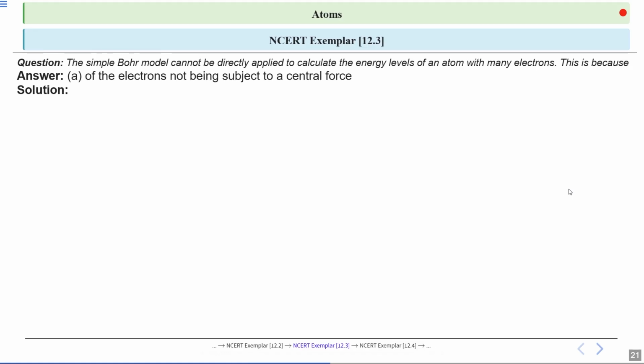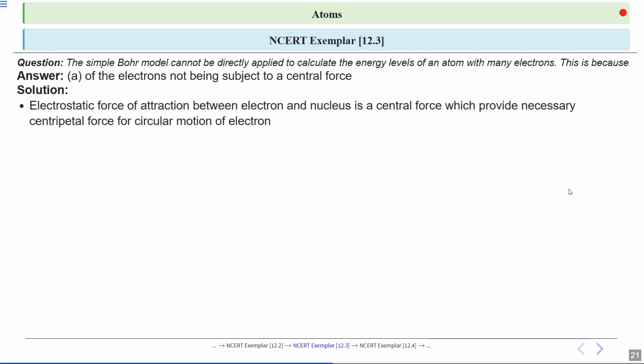So the correct option is A, the electrons not being subject to the central force. First, let's recall what a central force is. In the Bohr model, the electron moves in a circle around the nucleus because the electrostatic force between the negatively charged electron and the positively charged nucleus pulls the electron directly towards the center. This force acts as the centripetal force, keeping the electron in its orbit, just like how gravity keeps the planets orbiting the sun.